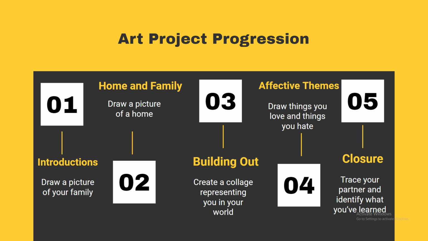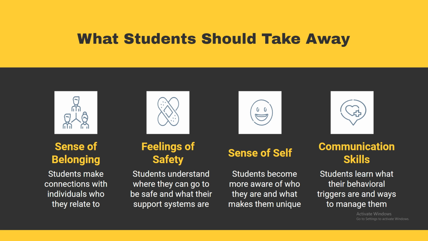Number 4, effective things. Draw things that you love and you hate. One side it's things that you love, the other side it's things that you hate. This allows them to specifically see what do they love in their life, what don't they love in their life, and then a group discussion about the way that we respond to those things. The last one is lesson 5, which is closure. They will trace their partner, write 3 things on that piece of paper that they learned about their partner. Their partner then colors it in, and as students finish up, they will walk around to the other students' tracings and write things that they have learned about themselves or the group during this time.